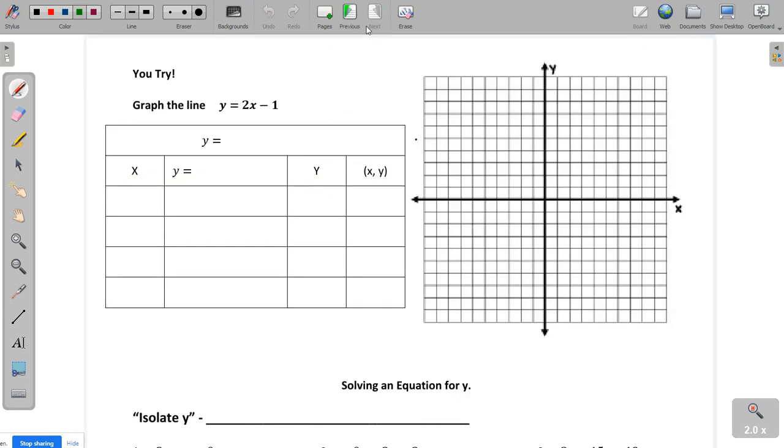Now what I want you to do is pause the video and do this problem. Come back and check your work once you are finished. Okay, let's check your work.